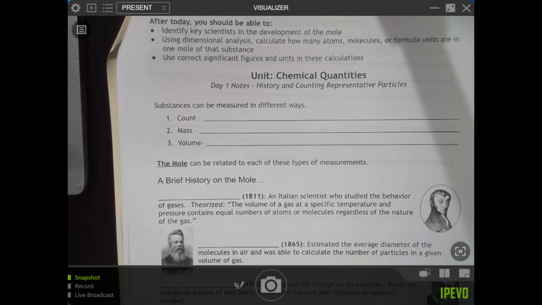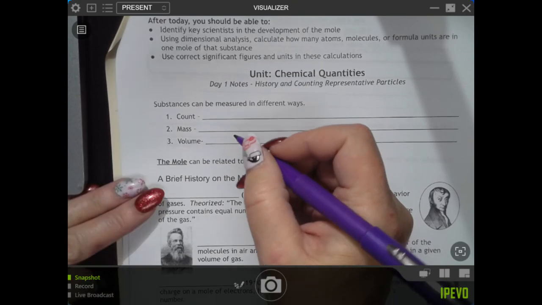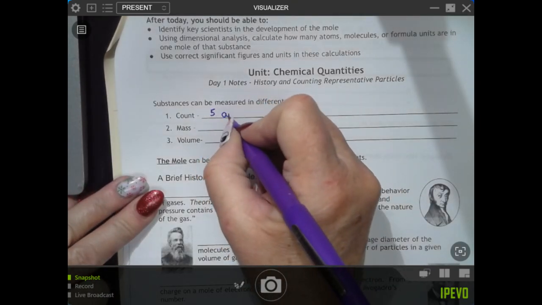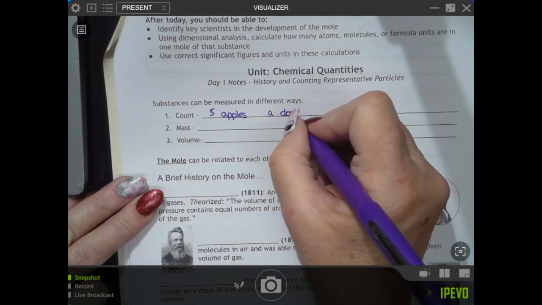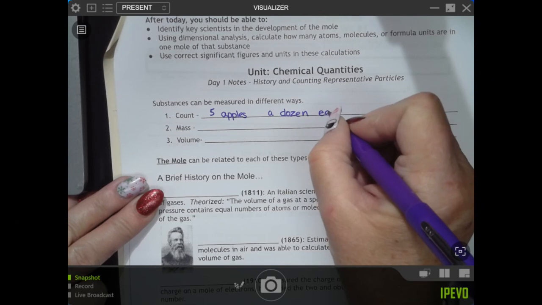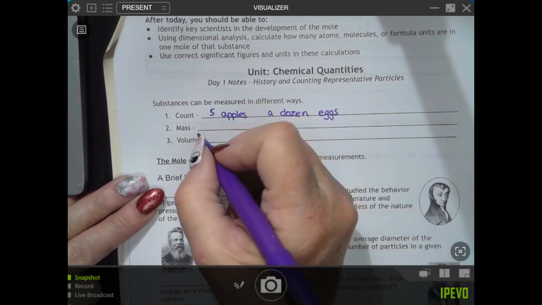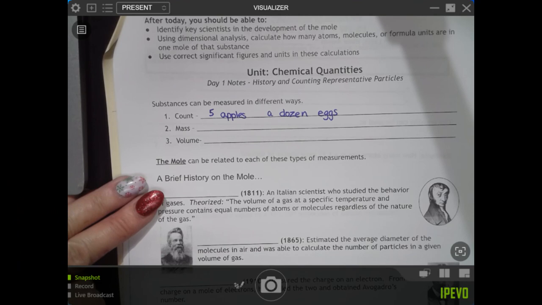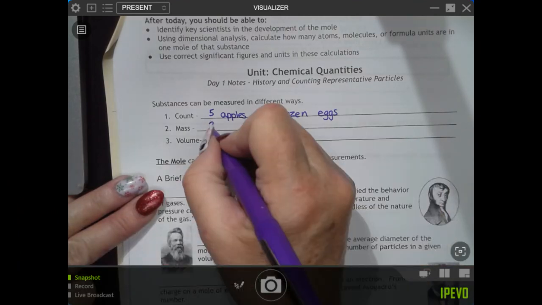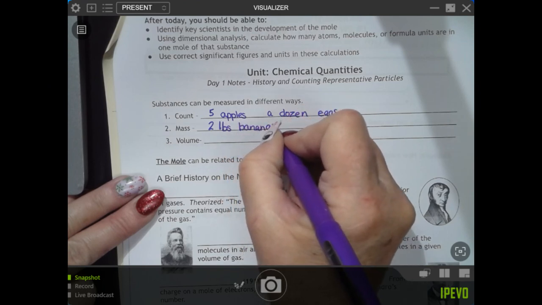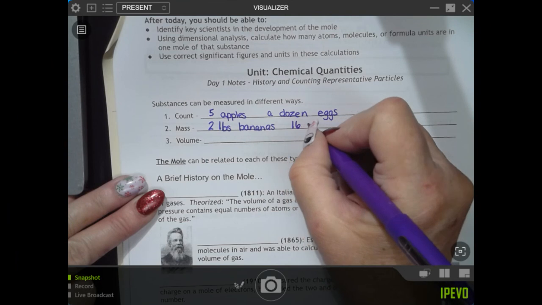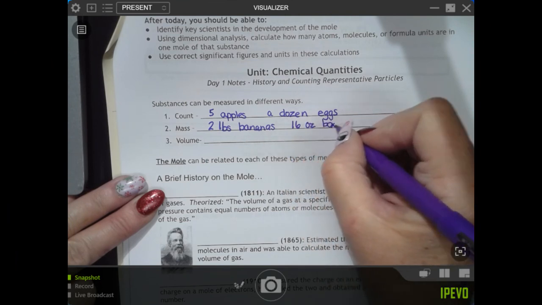Okay, so there are multiple ways of counting things. Okay, we can count items. For example, I could say I have 5 apples, or I have a dozen eggs. A second way, we could measure using mass. So maybe I would say I have 2 pounds of bananas, or I have a 16-ounce box of cereal.